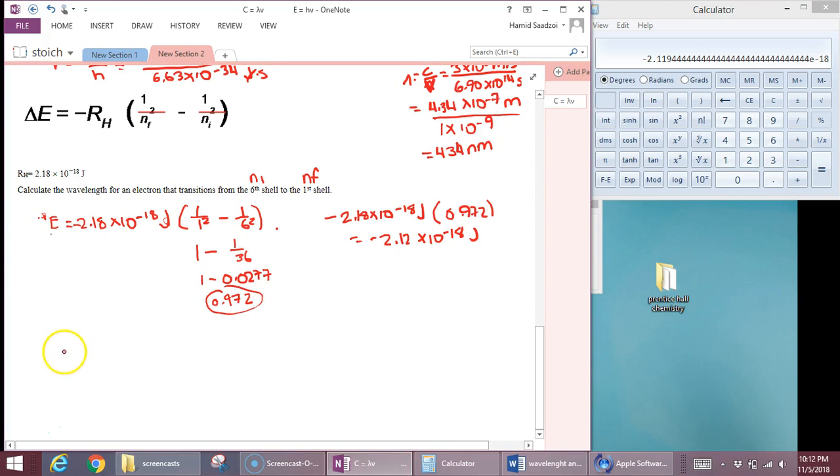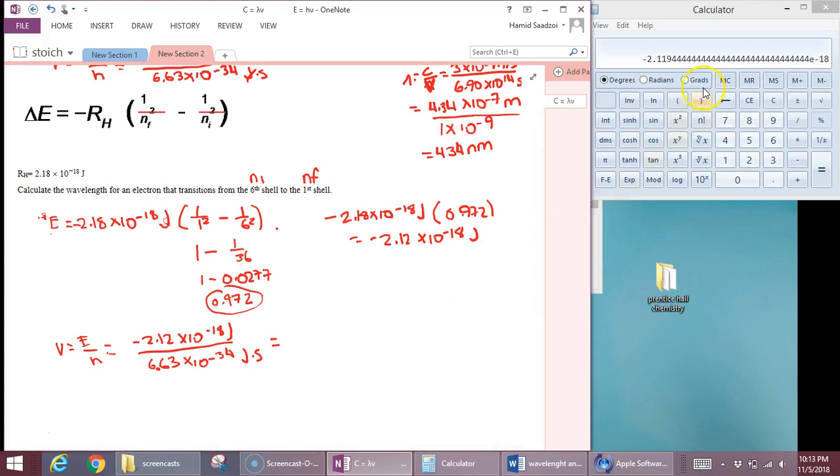Now we have to go back, and remember, we have to figure out our frequency. So that's E over H. Our E in this situation is negative 2.12 times 10 to negative 18 joules. Once again, we're taking h as just 6.63, rounding it, times 10 to negative 34 joule seconds.